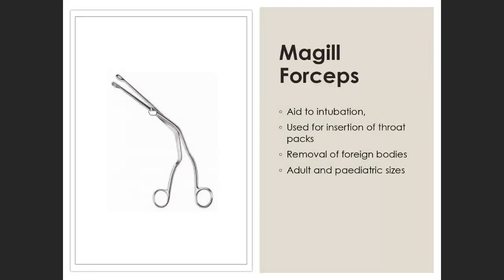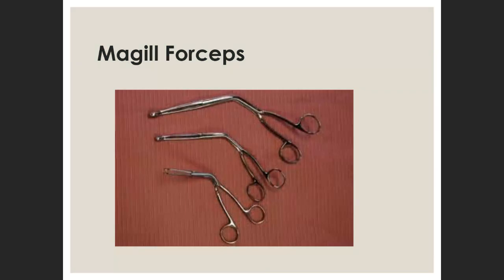Some things that we normally use, this is a McGill forceps. First, you may have come across it in ENT, especially when we are doing a nasal intubation. When we put the endotracheal tube through the nares and into the pharynx, we use the McGill forceps to help direct it into the larynx. It can remove foreign bodies, and it's used for insertion of throat packs if we need to, and you have it in adult and pediatric sizes. All right.